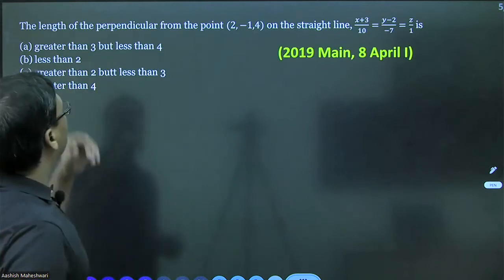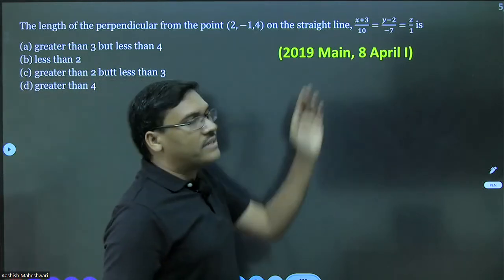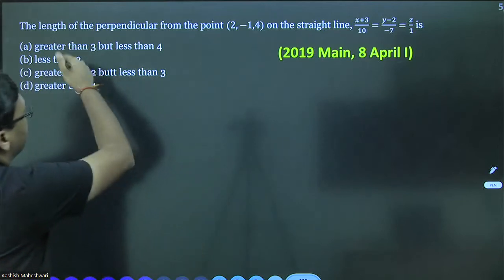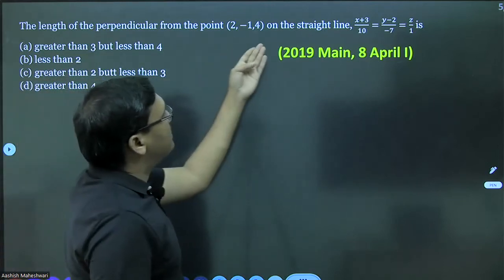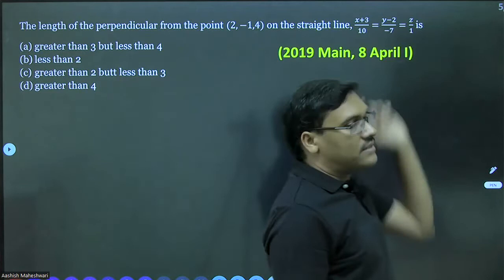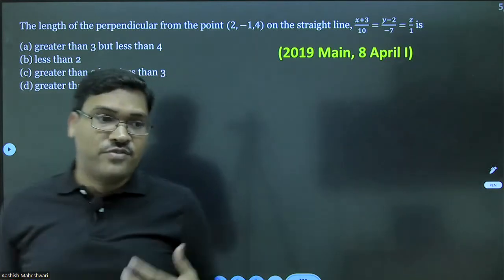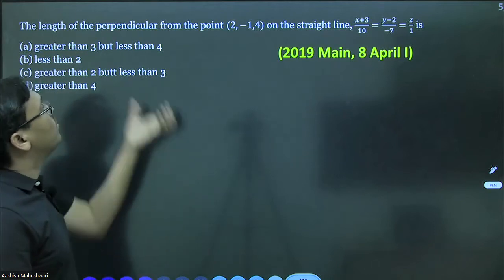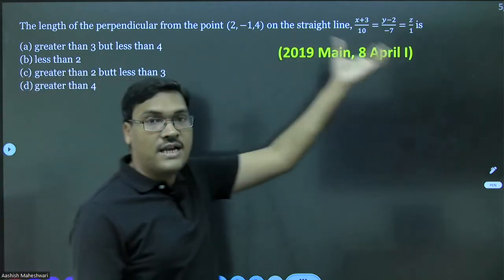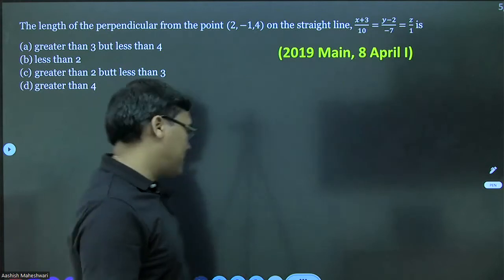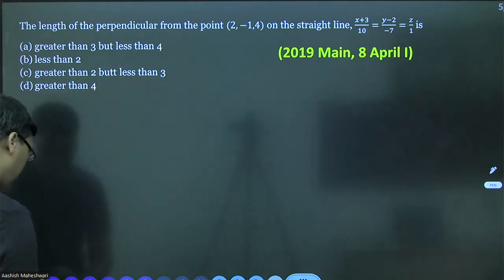Yes, so this question was asked in JEE Mains 2019. So the question is, what is the length of perpendicular from the point 2, minus 1, 4 on this line? You have to find the length of perpendicular from this. Now again, sometimes students face the problem here because they don't know how to find the perpendicular distance in 3 dimensions from a line. So this is exactly the same concept which we have just done.